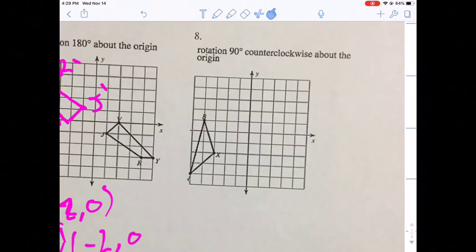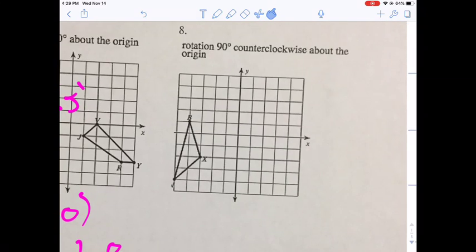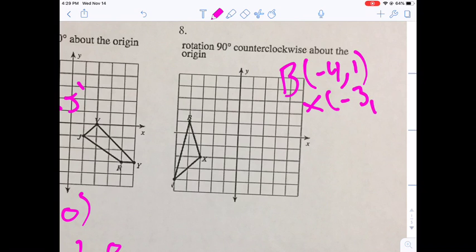So finally, we need to take a look at number 8, and that says rotation 90 degrees counterclockwise around the origin. So first, we're going to have to figure out what these points are. Well, point B is at (-4, 1). Point X is at (-3, -2). And point, we'll call it V, is at (-5, -4).